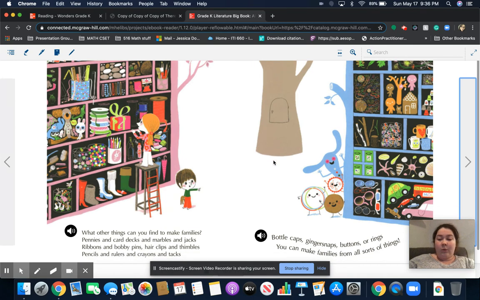So in this question, it already asked us, what are other things you can use to make families? These look like gingerbread men to me. That looks like a family. There's shoes down here in this corner.